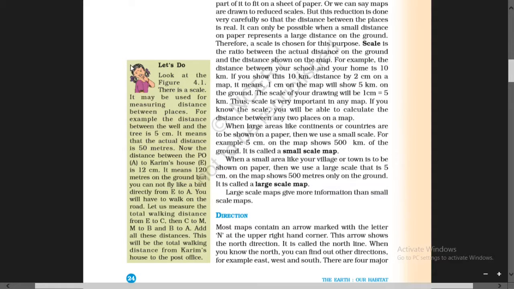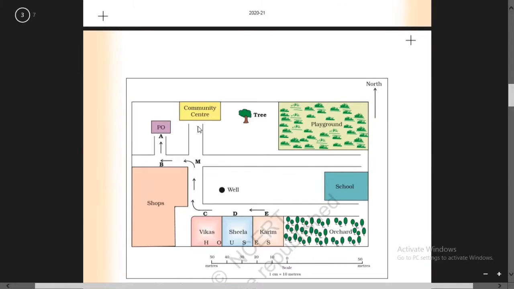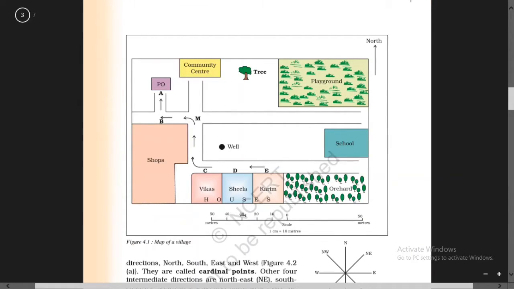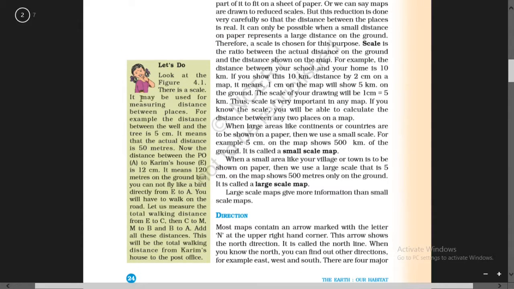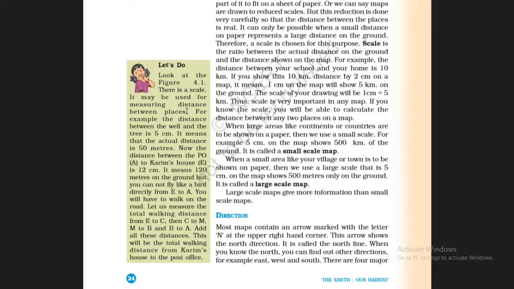Have a look towards the left side of page number 24 of your book. Look at figure 4.1, boys. There is a scale. This scale may be used in order to measure distance between places.